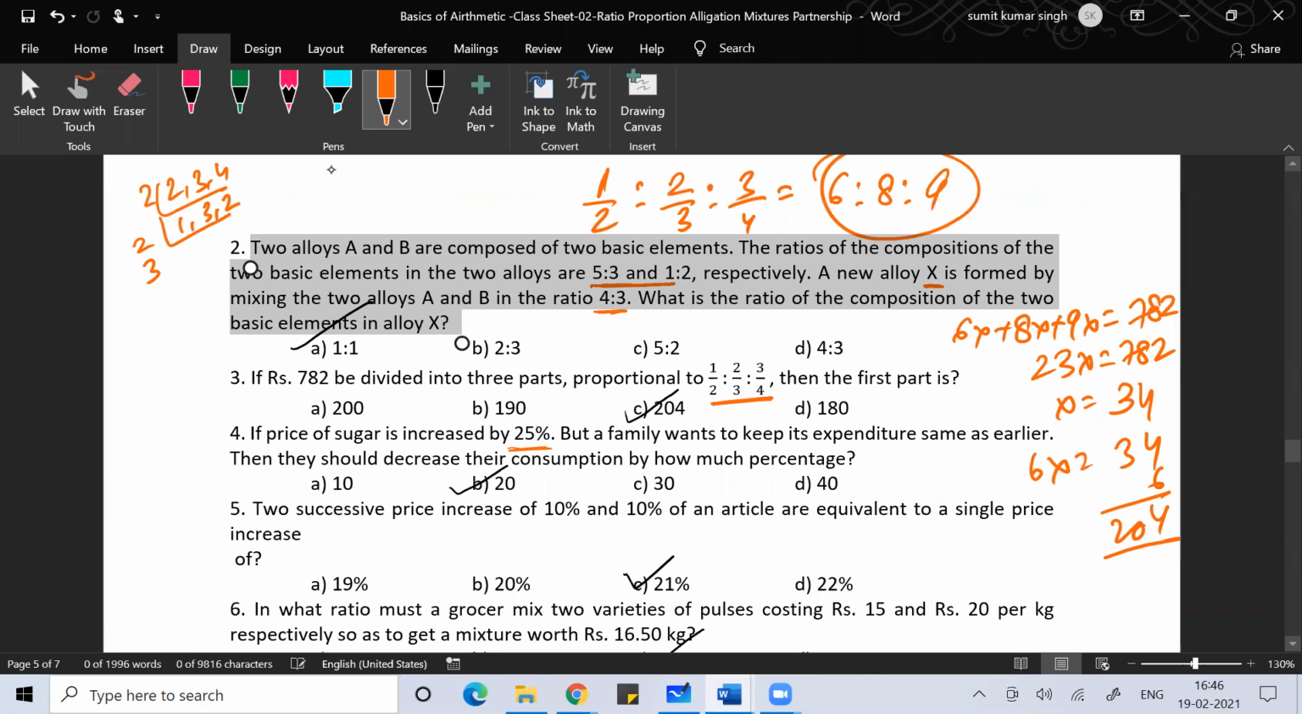If the price of sugar increased by 25%, 25% is 1 by 4. So if the price of sugar increased by 1 by 4, then the consumption of the family should decrease by 1 by 5 to keep the expenditure the same. So the answer for this will be 20%. Okay. Then similarly, two successive price increases of 10% and 10% is equivalent to 21%.